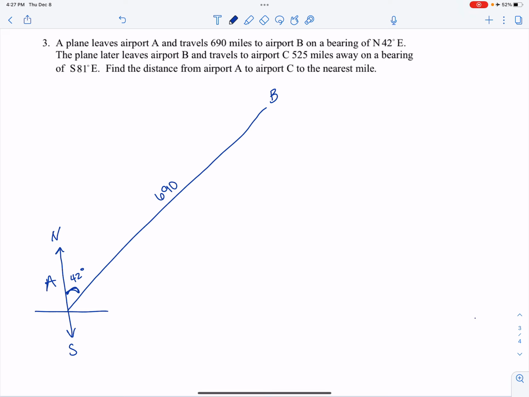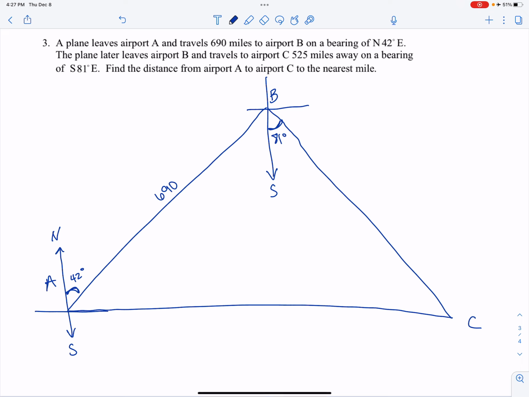And then from B to C, we're using that compass again. So now we have south, and from south, we're going east, and this angle is 81 degrees. We want to know, what is this distance? This distance was 525.